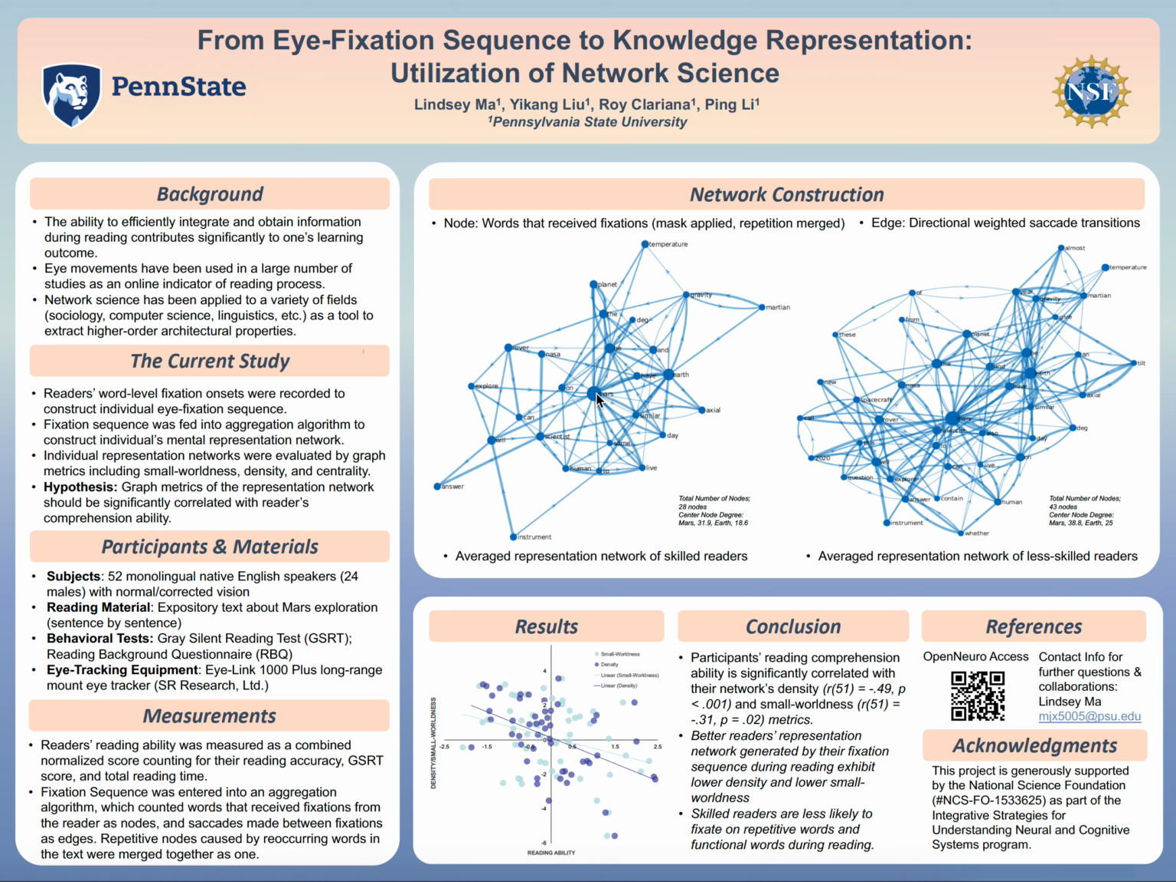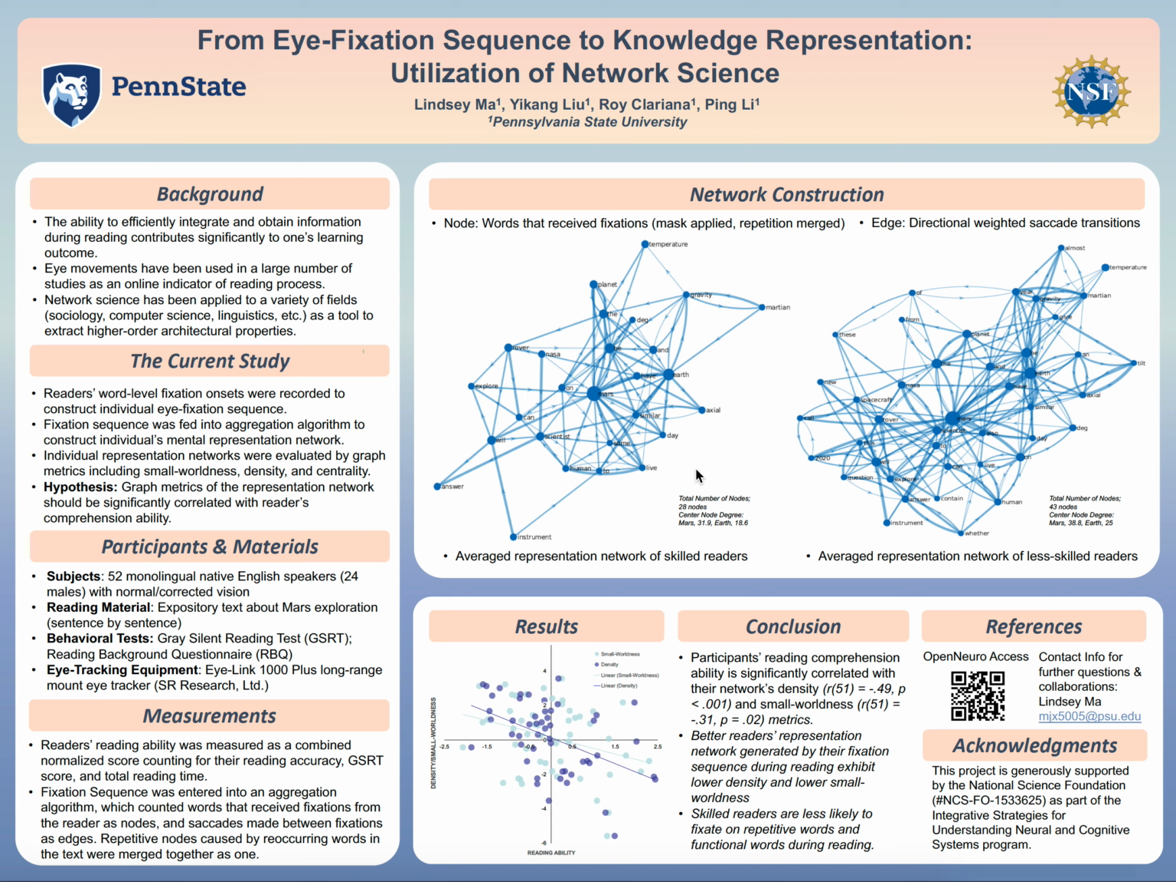And for the size of nodes, if the node is larger, that means the specific word, for instance, Mars here, got visited more. And if this edge here is thicker, then it means there's more transition between these two nodes. Here, I think the thickest transition or edge among all is the one from Mars to Earth. That means people visit a lot from Mars to Earth and back.